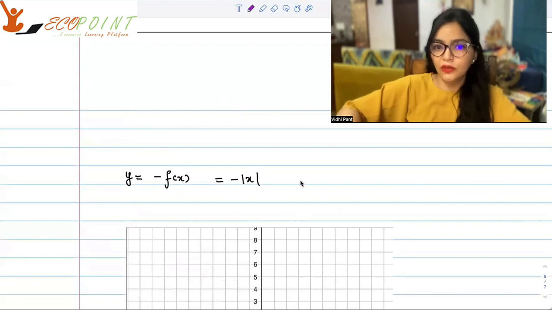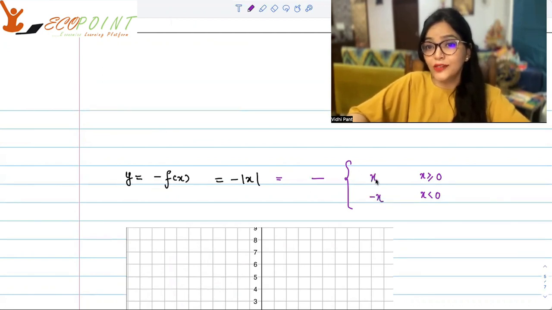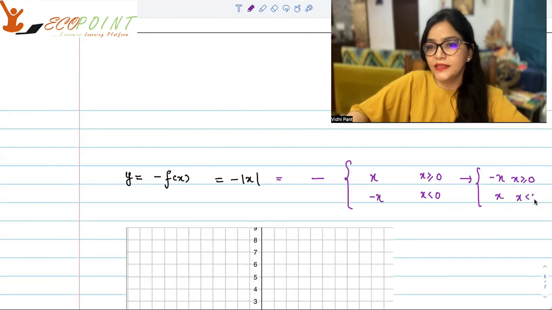Because if you look into it piecewise, this function is minus of mod x, and piecewise I can distinguish mod x as when x is greater than or equal to 0 and when x is less than 0. It's x as it is, it's minus of x. But now since you have a minus sign outside, it's going to be absolutely opposite. It's going to be minus x here when x is greater than or equal to 0. And it's going to be minus of minus x, that is x, when x is less than 0.